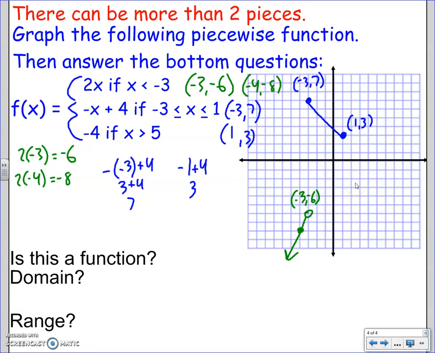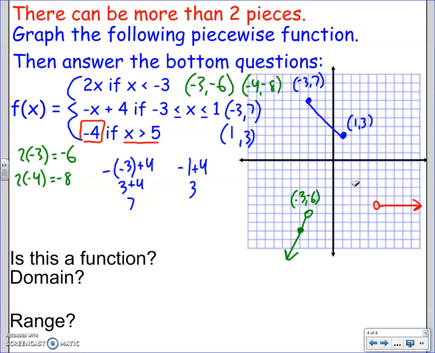Now with the last piece, we have -4 if x is greater than or equal to 5. Or sorry, it's greater than 5. Now if I plug in x, it doesn't change the -4. That's a constant. It's a line, a flat line. So I'll find 5 for x. 1, 2, 3, 4, 5. I go -4. 1, 2, 3, 4, 5. It is open. And we're going right of 5. Greater than 5 is right here.